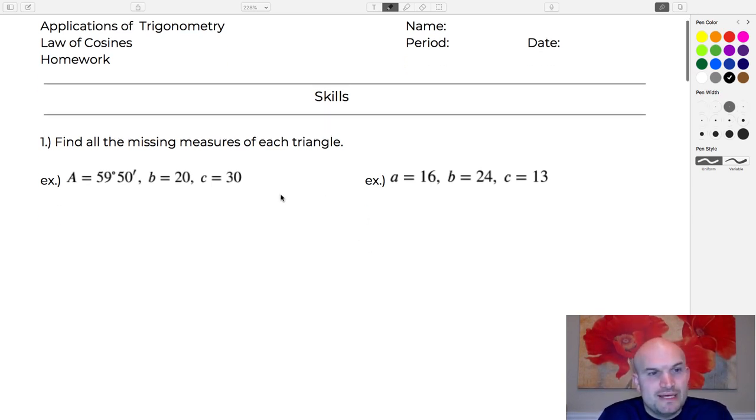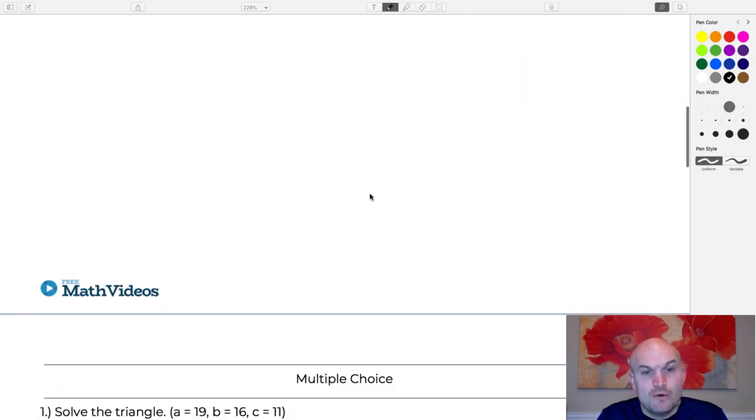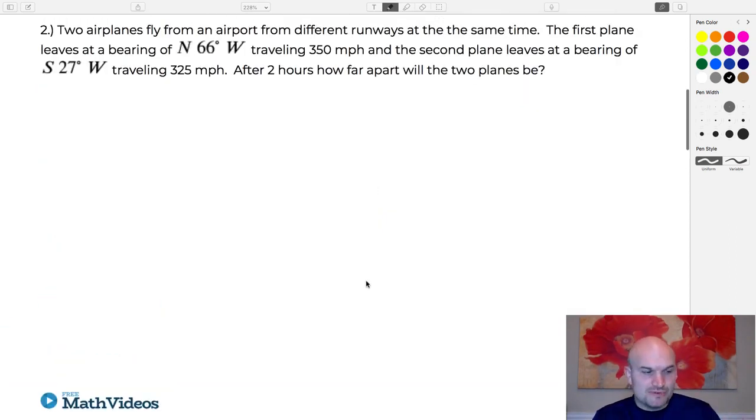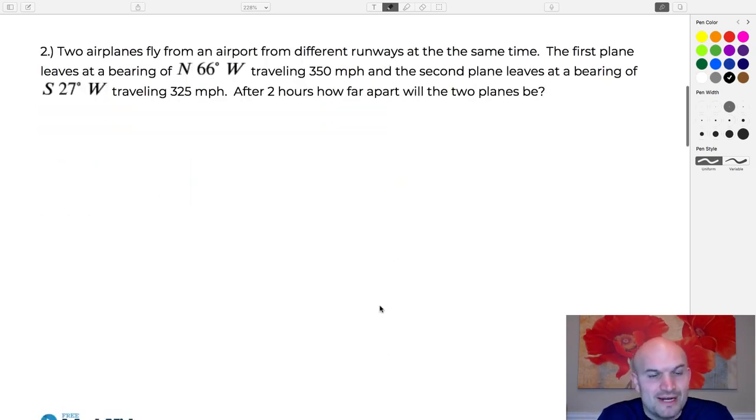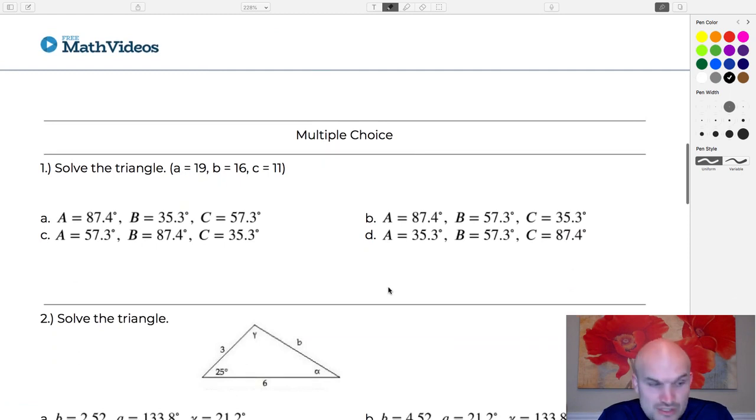So what we're going to do is I have two problems where we're just going to find the missing measures of the triangle. Then we'll go ahead and hit a word problem. Now, these problems do take a little bit longer, so that's why we're only covering 3 here on the front end. And then also I'll go ahead and work on some multiple choice questions.